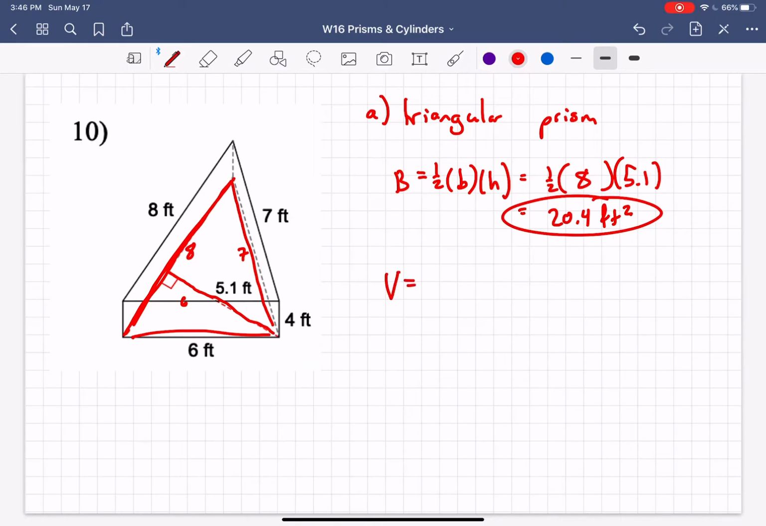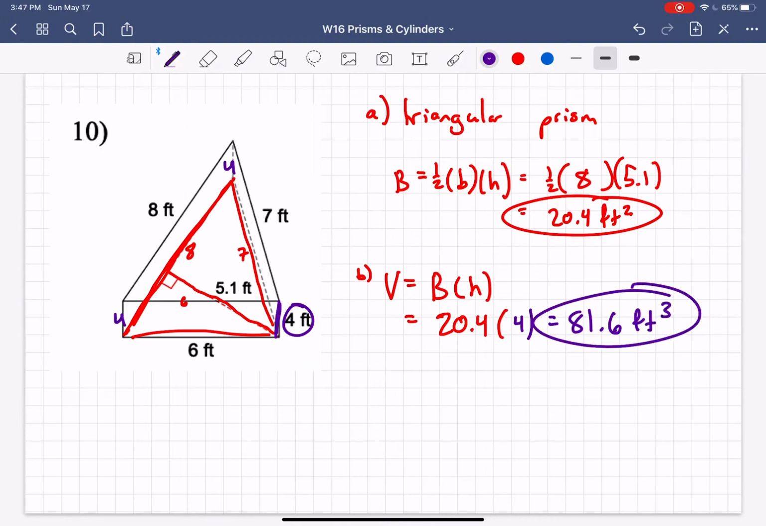And then for volume, we do the area of the base times the height of the prism. So that's that 20.4. And the height of the prism, we look around the diagram, right? If that's our triangle as the base, we're looking for a piece that is not on the triangle, but coming off of it. And that would be the 4, right? Each of those little pieces, the heights of that lateral area, the height of the prism would be 4. So here we would get 81.6, and again, our units are feet, but we cube them because we're finding volume. So those were our examples for prisms.